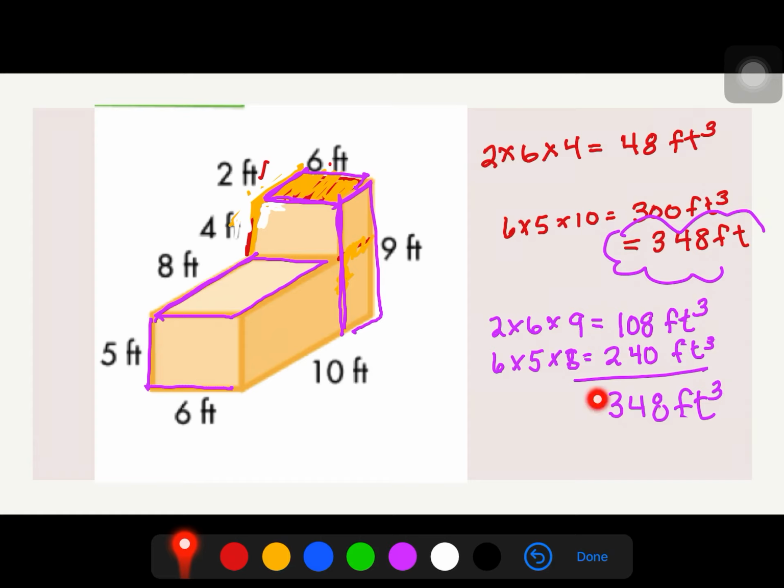I didn't need 9 in my first one up here when I did this one. I didn't use the 9, but I used it when I separated my prism up a different way.